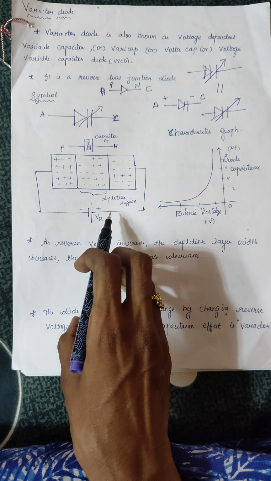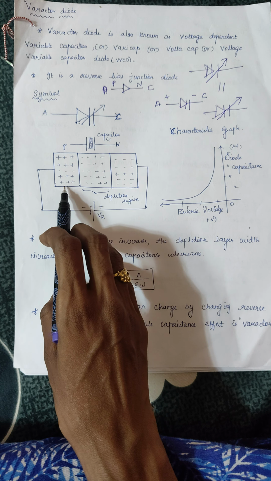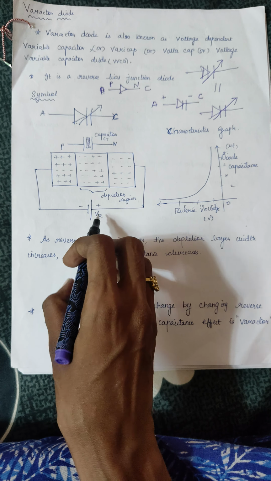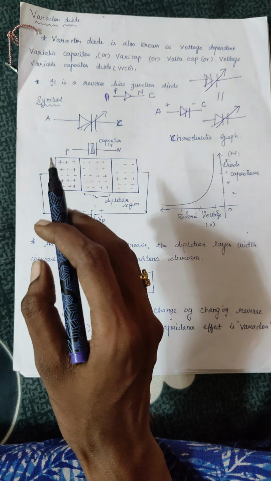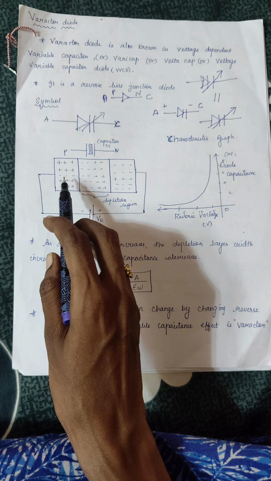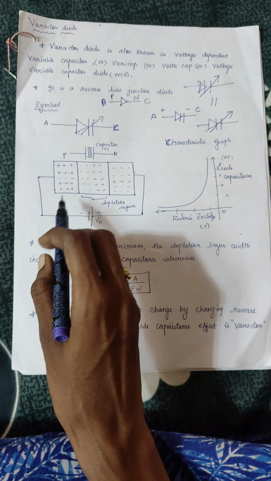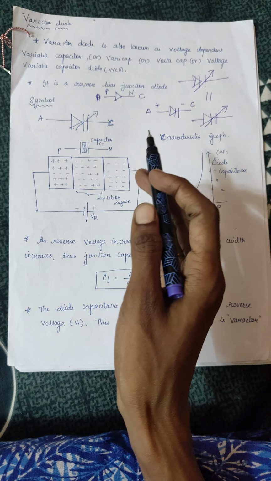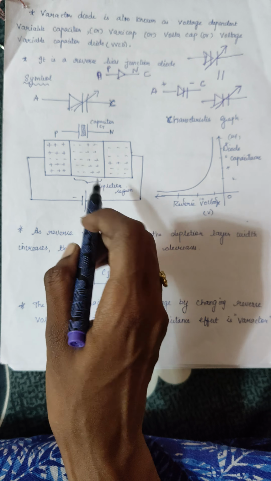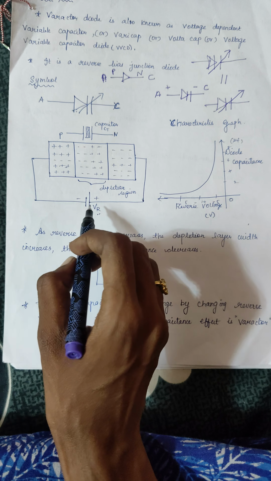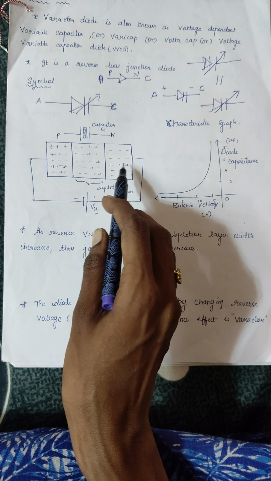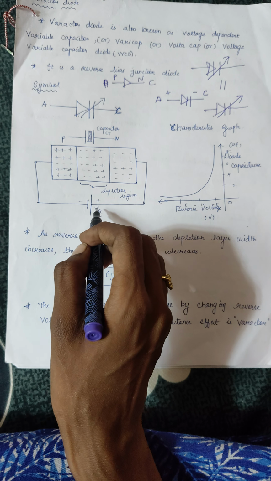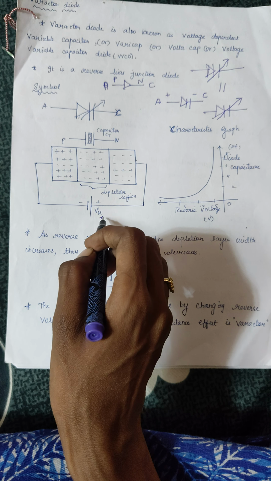This is the construction of the Varactor diode. This is the positive terminal and this is the negative terminal, and here you are giving the source terminal connection. What is the difference between forward bias and reverse bias? In forward bias, the positive side of the diode is connected to the positive terminal and the N side of the diode is connected to the negative terminal of the battery. Reverse bias means the positive side of the diode is connected to the negative terminal of the battery and the N side is connected to the positive terminal of the battery. This R indicates that it is a reverse connection.